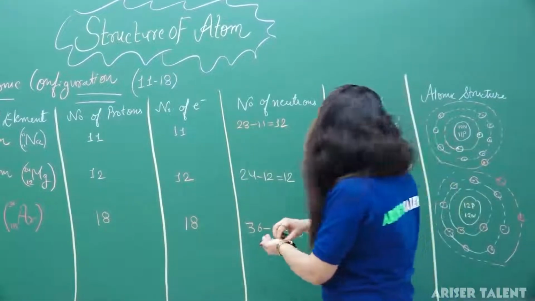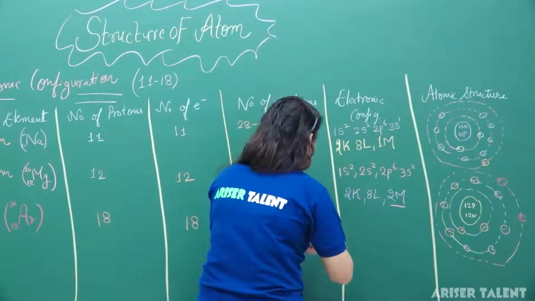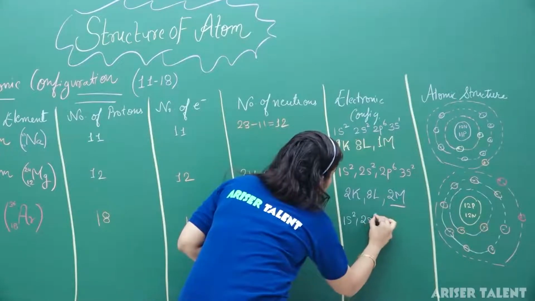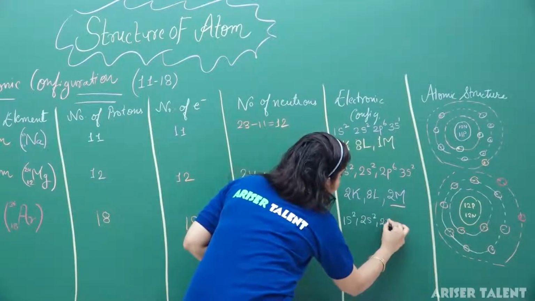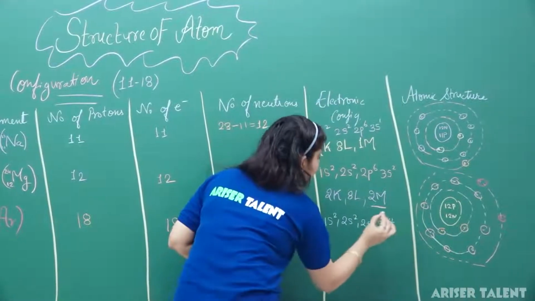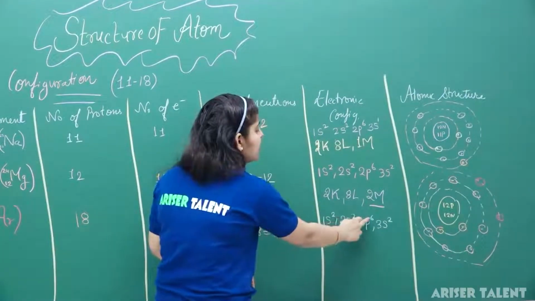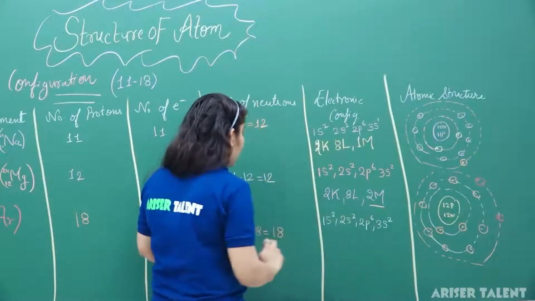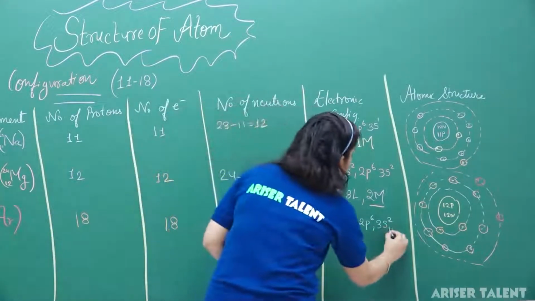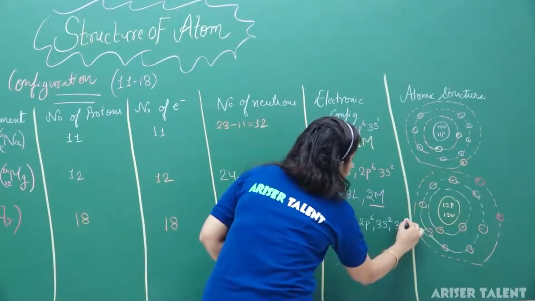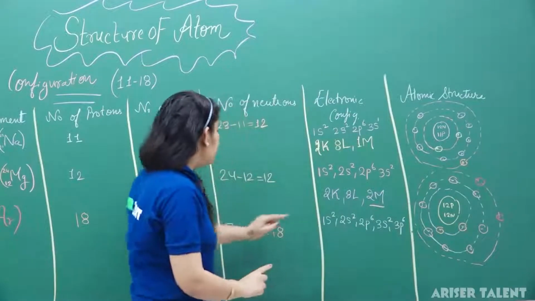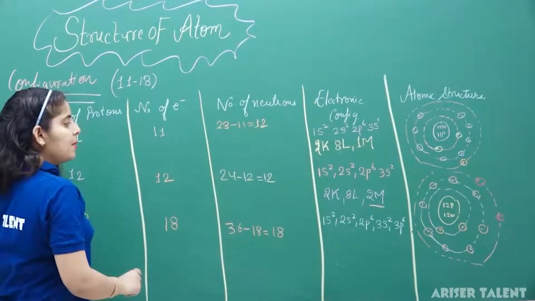So the electronic configuration will be 1s2, 2s2, 2p6, 3s2. What will it give? 6, 8, 10 and 12. We are again left with 6 electrons here. So it will be 1s2, 2s2, 2p6, 3s2, 3p6. Now the sum 18 is completed.